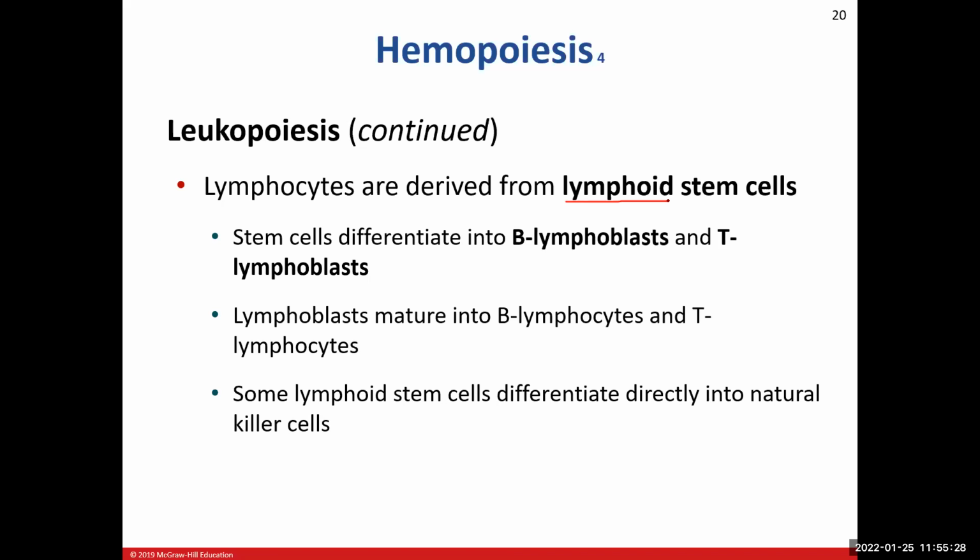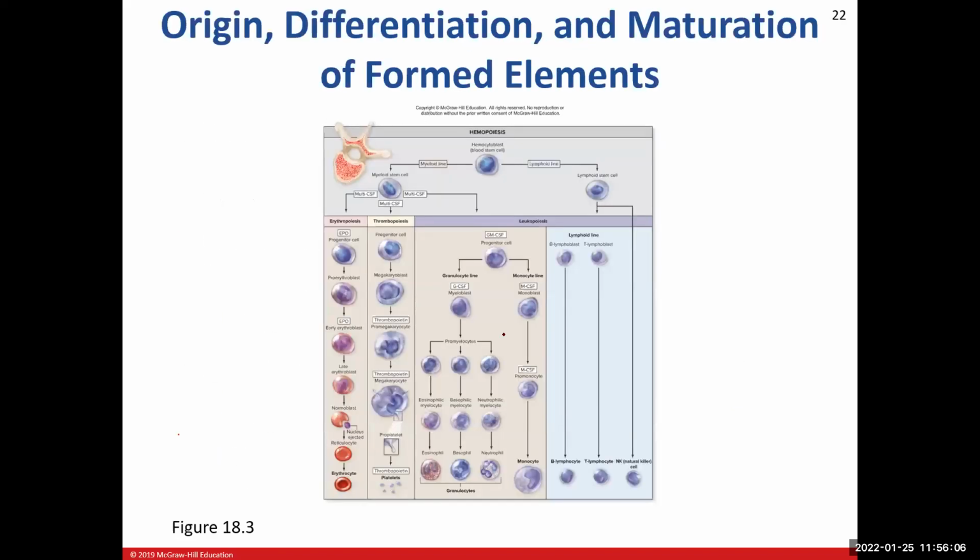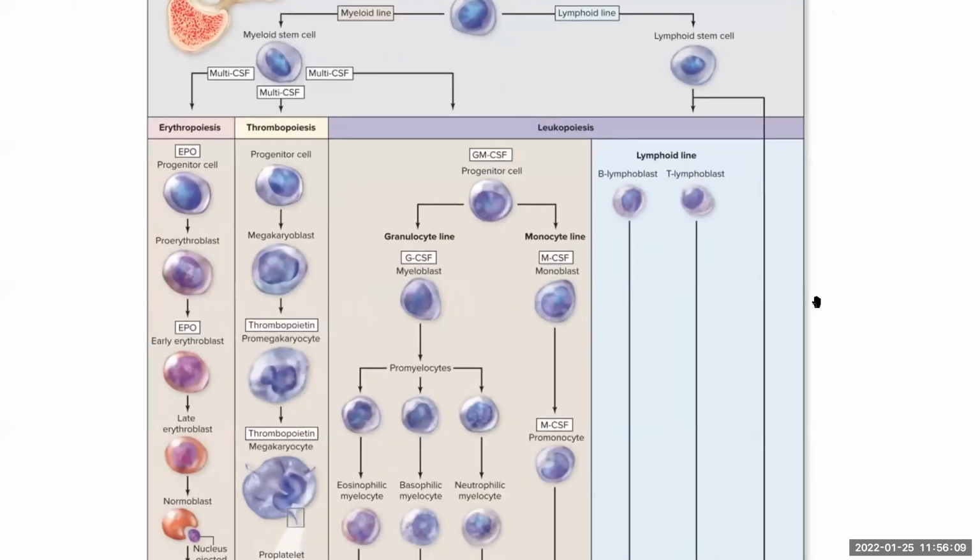So same type of scenario, okay? The lymphoid stem cell will either differentiate into what we call a B lymphoblast or a T lymphoblast. If it differentiates into a B lymphoblast, it will eventually become a B lymphocyte. If it differentiates into a T lymphoblast, it will eventually become a T lymphocyte. And what's really cool is some of these lymphoid stem cells will go right to what we call natural killer cells. And that's just a cool name in itself, right? But that's what they do. These natural killer cells, we'll talk more about them when we get into the immune system here.